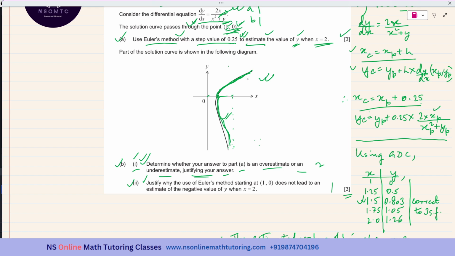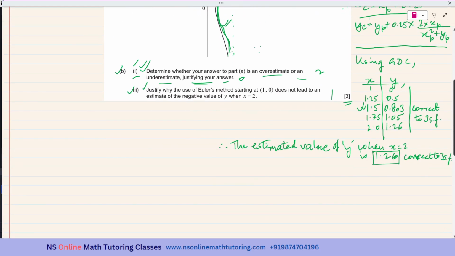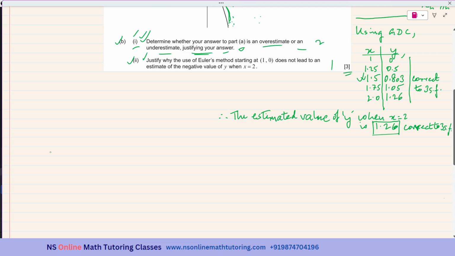And for this portion of the graph, you see it is concave down. And whenever the concavity of the graph is downwards, Euler's method gives you an overestimated value. This is the reason for your answer. The answer will be overestimation, and the reason will be because the graph is concave down. So BI, it is an overestimate.